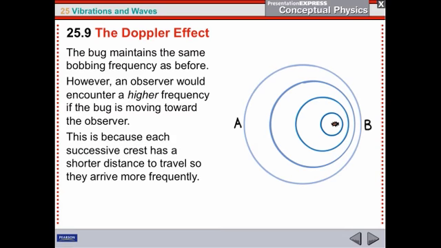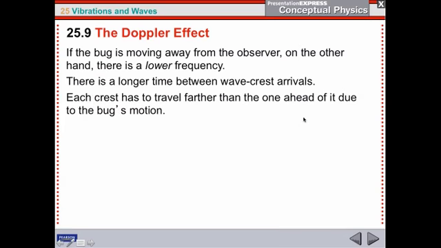Then, as he's moving, notice how the crests in the front are closer together than the ones in the back. So if I'm at B, these crests are coming to me in very short amounts of time, and I see a higher frequency. On the other hand, if I'm at A, these crests are meeting me at longer intervals of time, and I have a lower frequency. That is known as the Doppler effect. That's what they're talking about when they're talking about the Doppler effect.